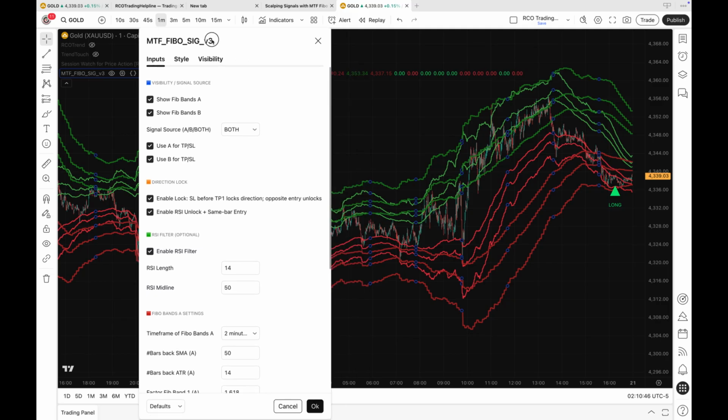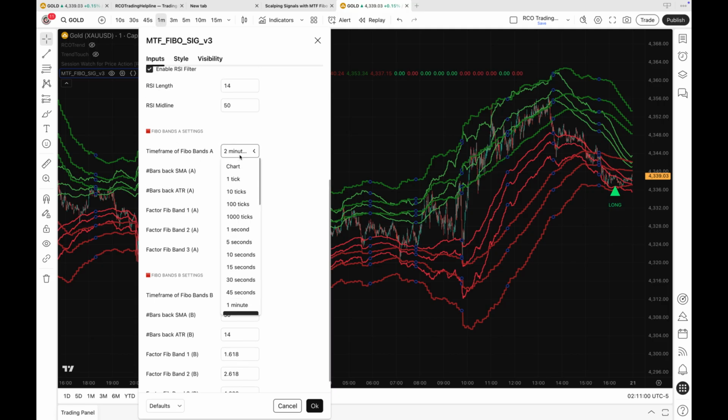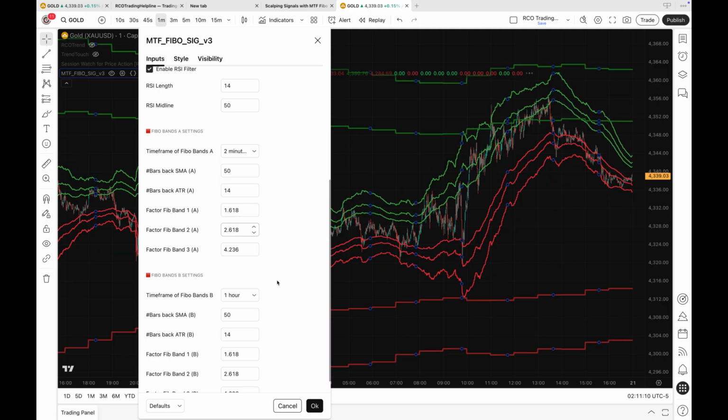Let's go into the settings. Here you can choose the higher time frame that the bands are calculated from. For example, your execution time frame might be 1 minute, while the Fibonacci bands come from 5 minutes or 15 minutes. The idea is simple. You execute on a lower time frame, but you're reacting to structure from a higher one. This is where most market noise gets filtered out.